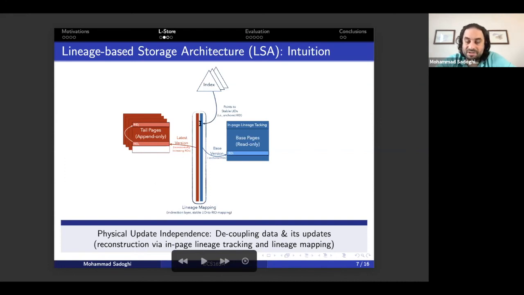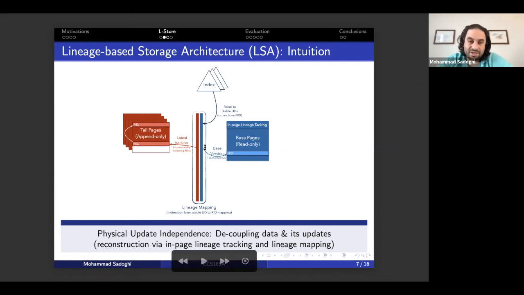So the indirection is a logical read. This blue one is a physical read to where the location is in the base page, and the red one is a physical read where the record is in the tail page, at least conceptually. There are more simplifications that we can do here, but that's a very high level design.